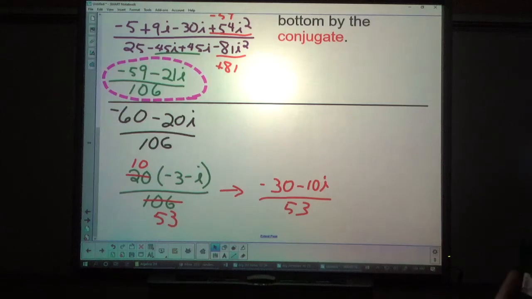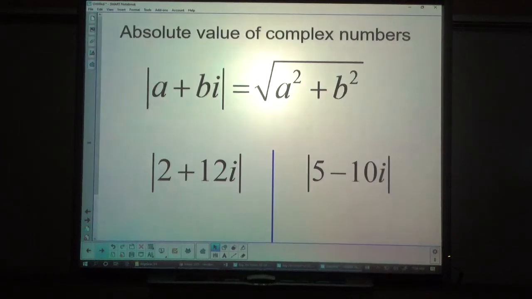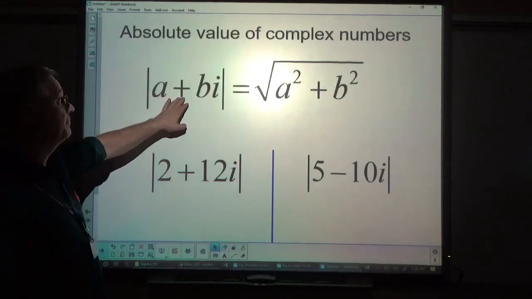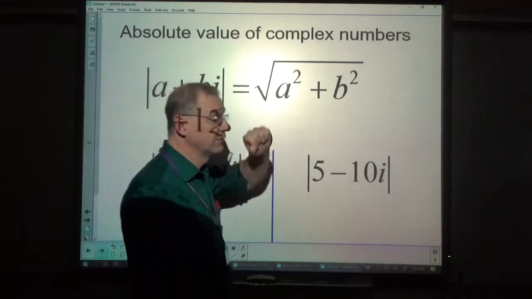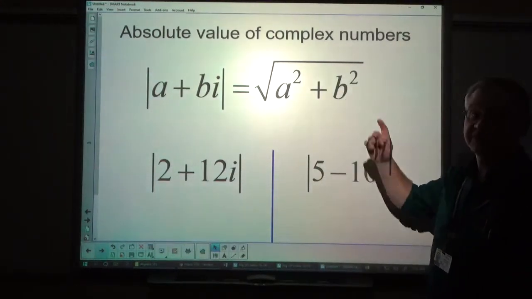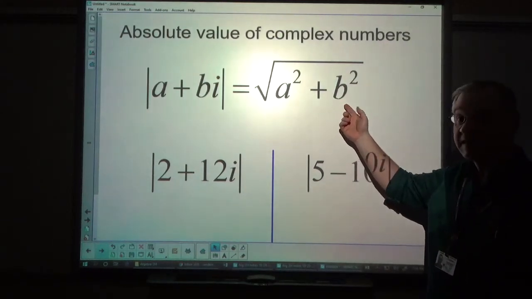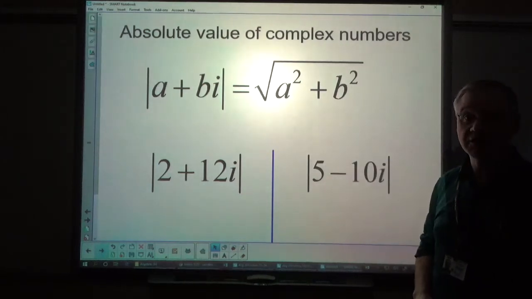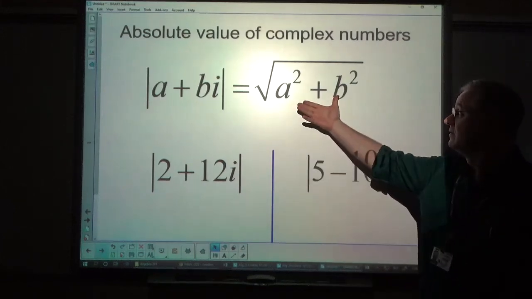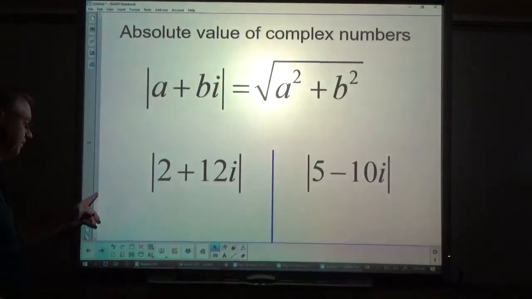All right, that's division. Last topic here is absolute value of complex numbers. The absolute value of a plus bi, remember that's the general form for a complex number, is equal to the square root of a squared plus b squared. What do you notice is missing in this formula? The i. i is not involved in the absolute value of the complex number. It's not there at all in this section. So when we do this, you ignore the i.